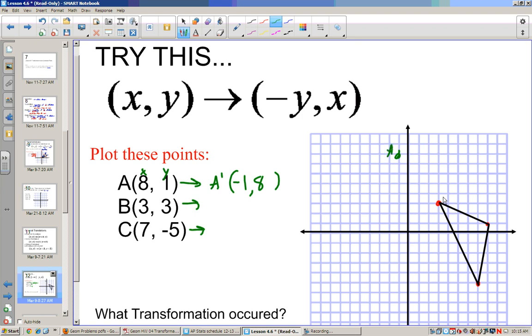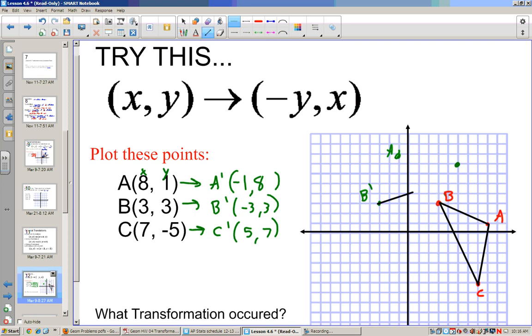I should have labeled these. This is B, this is A, and this is C. So now if I continue, this would be B prime, which will be negative 3, 3. That's my B prime. My C prime is going to be 5, 7. So I'm going to go 5 to the right, 7 up.